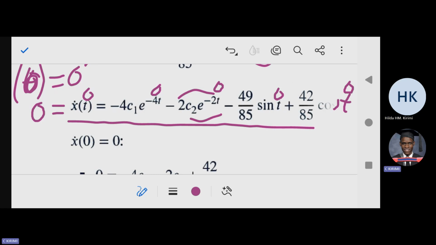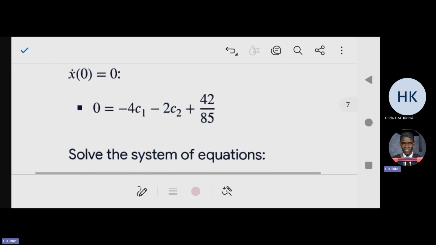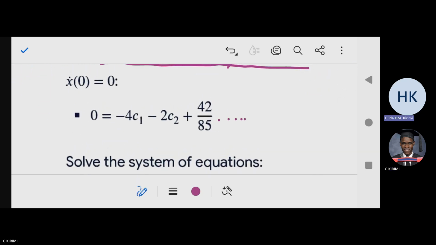So this is out, isn't it? And then here, 0. What do we get here? Remember, the 0 is only applying to the exponent, but this term is there. So don't forget that. I'm going to be left with minus 4c1 minus 2c2 plus 42 over 85. So this will be your equation number 2.